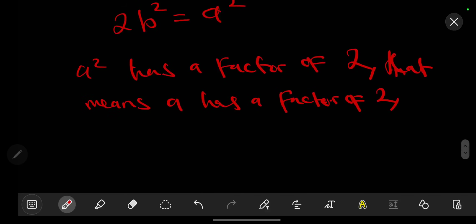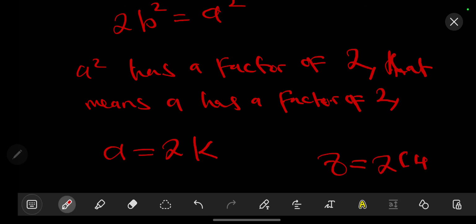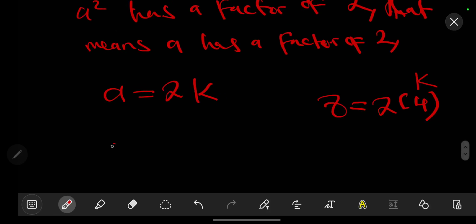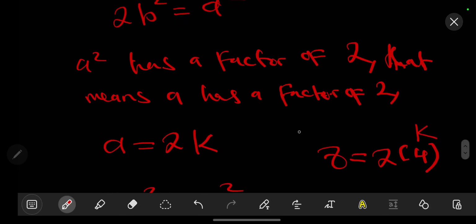Then that means we can represent a as equal to 2 times some constant k. Same idea that we were using: if we have 8, 8 is the same as 2 times 4, so where there is 4, we put k. So a is the same as 2 times a certain number. Then for the equation 2b squared equals a squared, where there is a, remember that means a has a factor of 2.